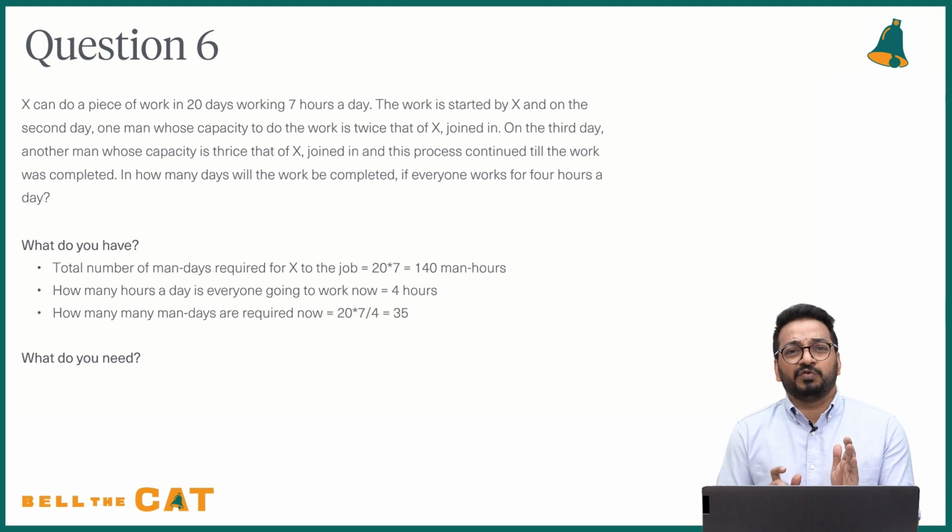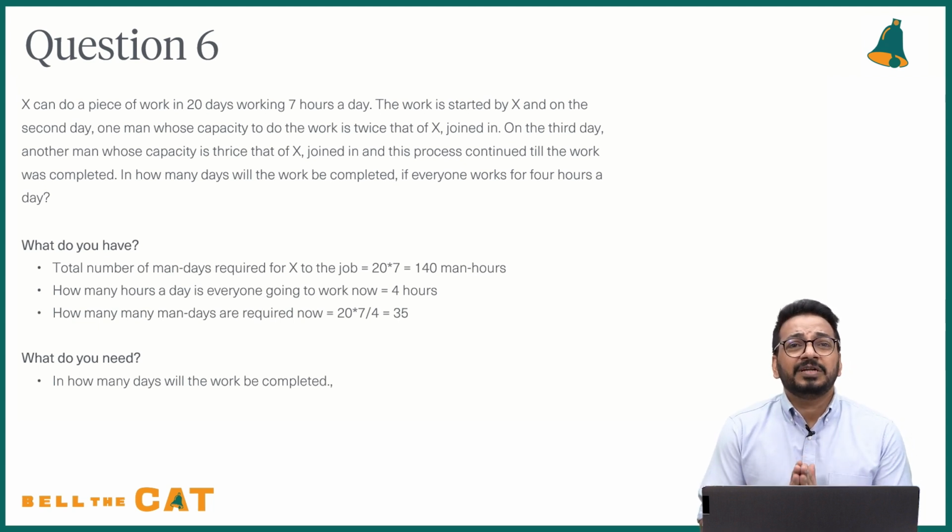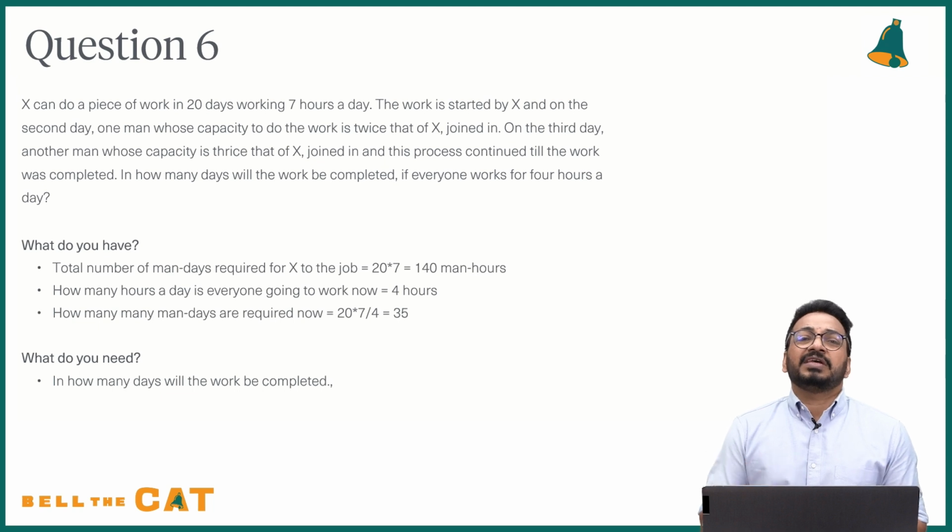People are working only for 4 hours a day. 20 into 7 divided by 4. Right? So 4 goes 5 times, 35 man days. So you know that 35 man days are required to do this job. What do you need? In how many days will the work be completed? Whenever this 35 man days of work is completed, the job is done.